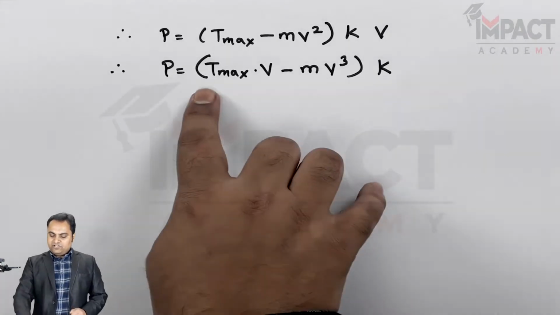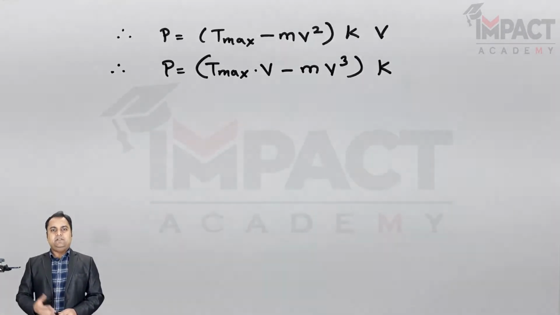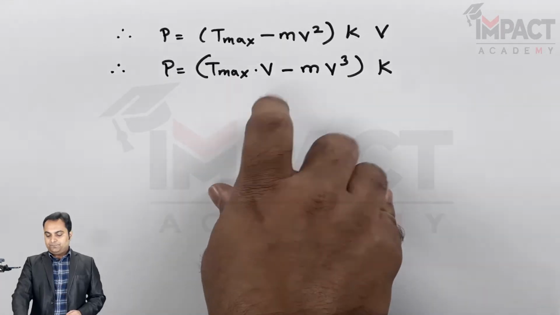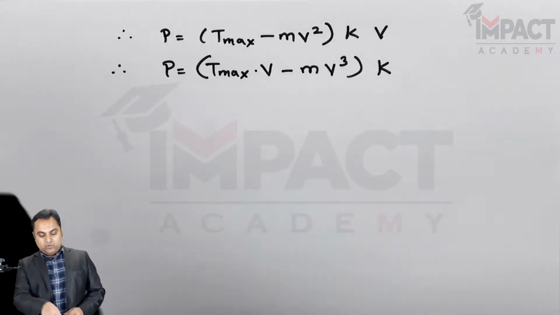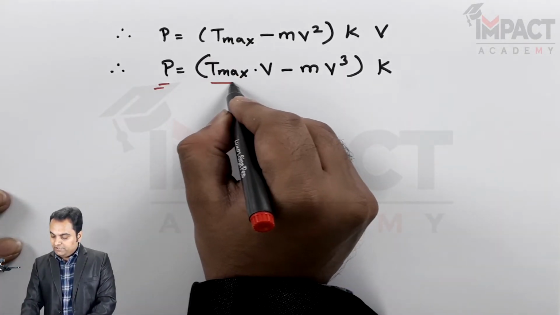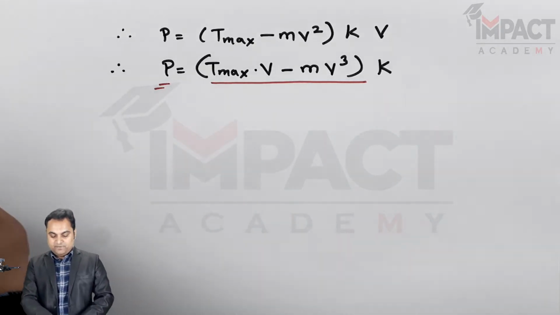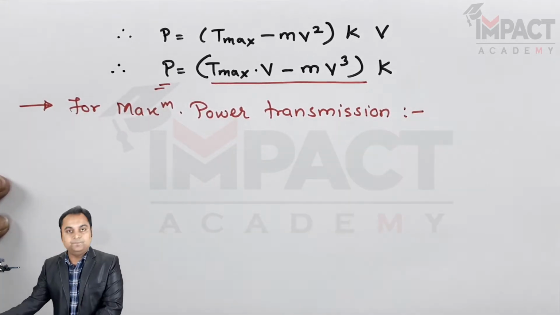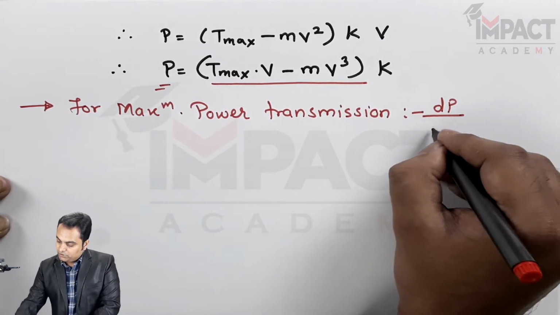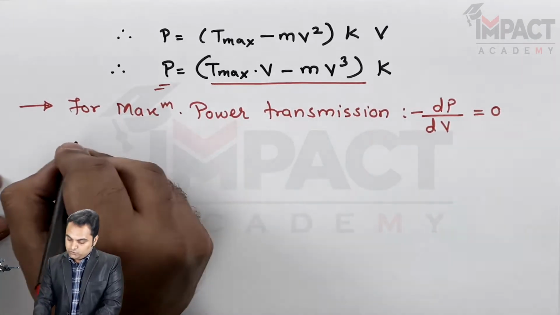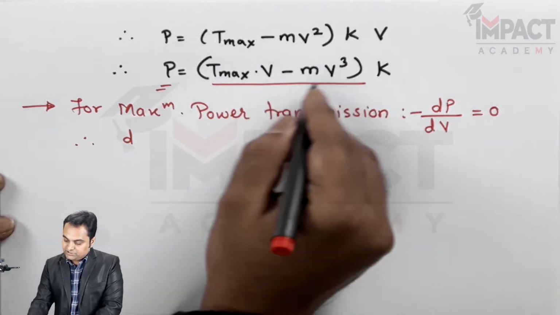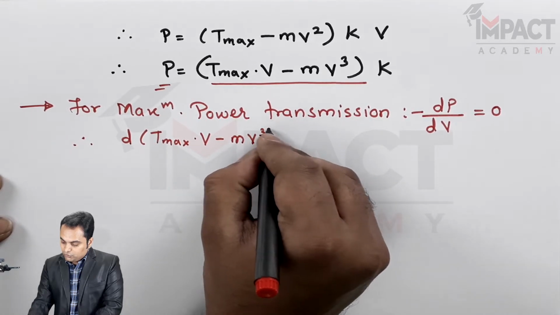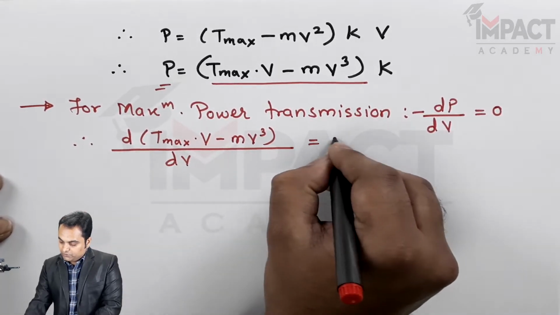Now I need to find the condition for maximum power transmitted. For that I'll be differentiating this equation of power with respect to the variable, and when we look into this formula, the variable is the velocity, because mass, the maximum tension, and K are all constants. So power, or we can say the maximum power, will only depend upon the velocity V. So the condition will be that for maximum power transmission, we are going to differentiate the equation of power with respect to velocity and equate it to 0. Here we have this complete bracket, which is the variable, K is the constant. So I am using T max into V minus mv cube, differentiating with respect to velocity and equating it to 0.